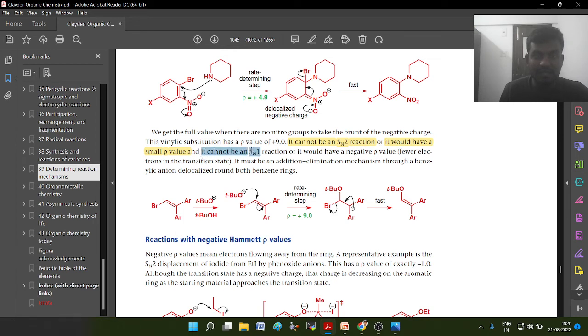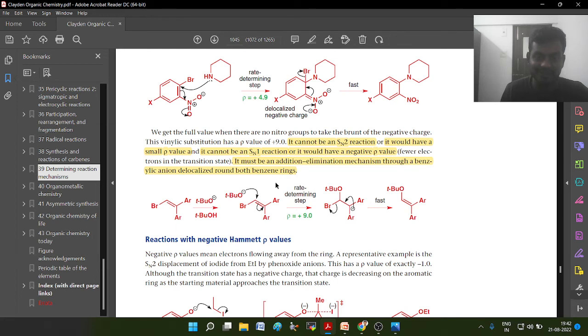It cannot be an SN1 reaction, or it would have a negative rho value. SN1 would have a negative rho value. It must be an addition elimination mechanism through a benzylic anion delocalized around both benzene rings. That's what I'm trying to say here. So it cannot be SN2. It was not an elimination reaction. It was a substitution, just SN2 or SN1.